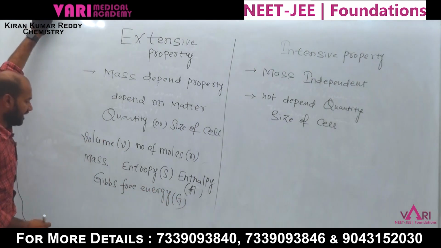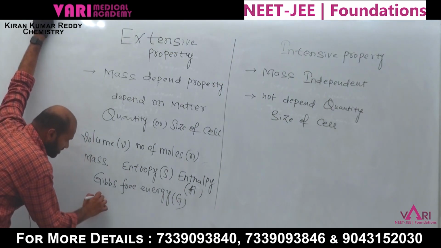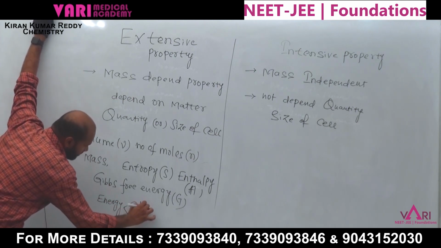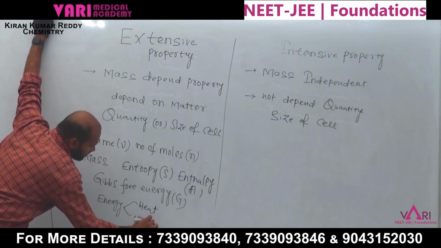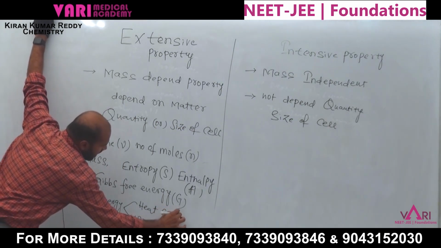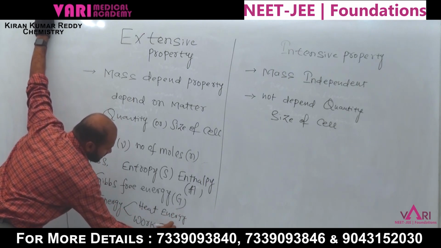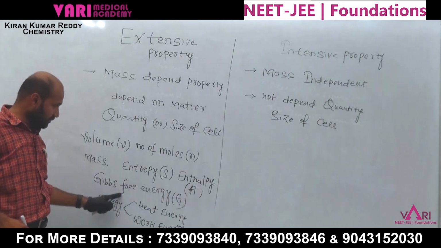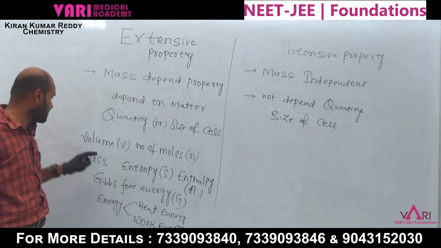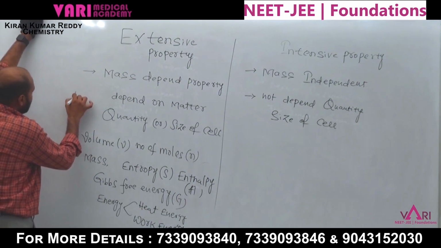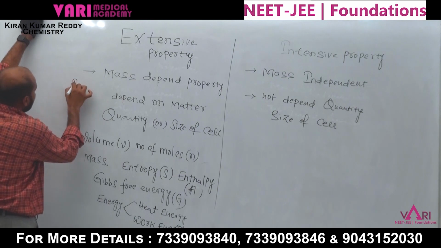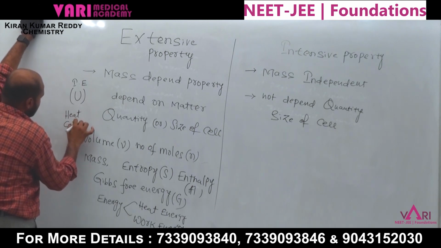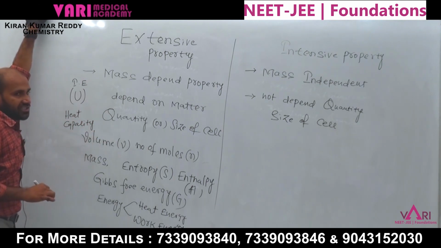Next one is heat energy and work energy. Energy means heat energy and work energy. These are mass dependent properties: energy, heat energy, work energy, Gibbs free energy, entropy, enthalpy, mass. Internal energy means U, internal energy. Next, heat capacity. These are called extensive properties.